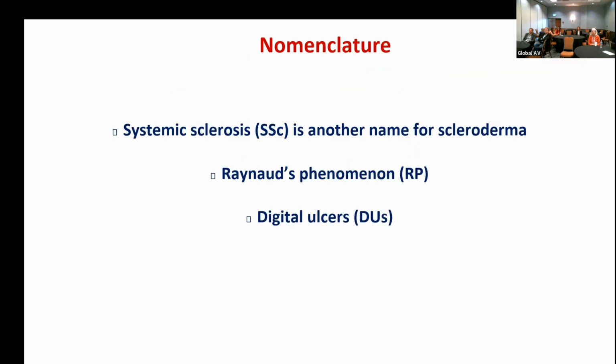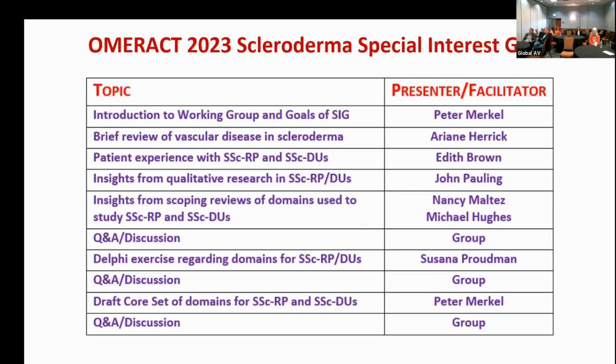Just to make sure everyone is on the same page, systemic sclerosis is another name for scleroderma. Scleroderma means hard skin, but systemic sclerosis is another name, just to confuse everybody, and we abbreviate it SSc. Raynaud's phenomenon, which we'll describe in a second, is what we're studying. We abbreviate that as RP, and digital ulcers are ulcers on your fingers. We'll describe those, and we call those DUs. This is what we're going to talk about today.